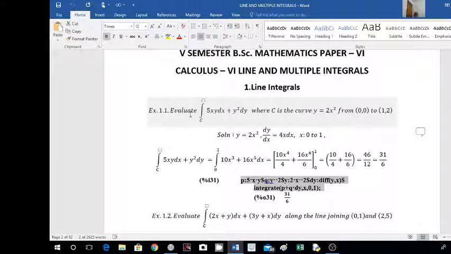In this video, we try to evaluate line integrals. Line integrals are nothing but simple integrals, only we have to integrate along a given curve. Okay, so this is an example here.